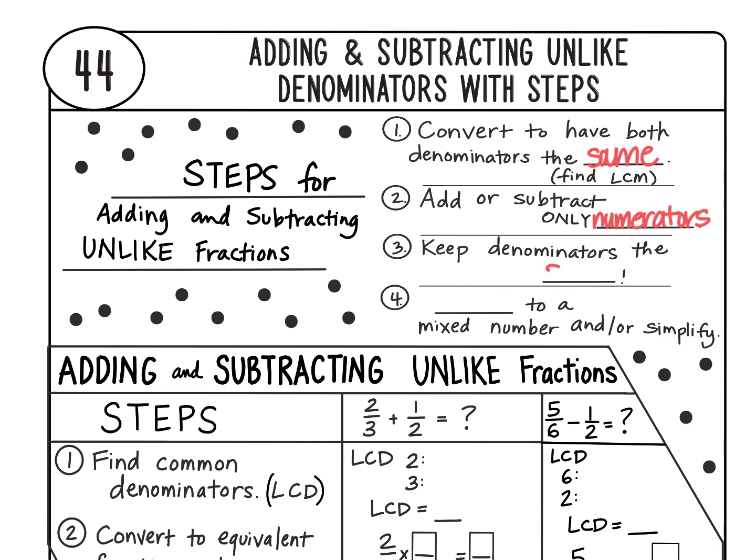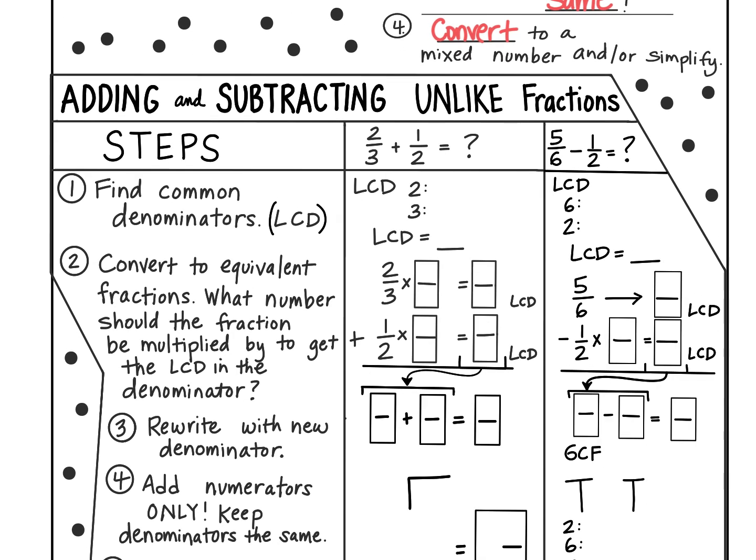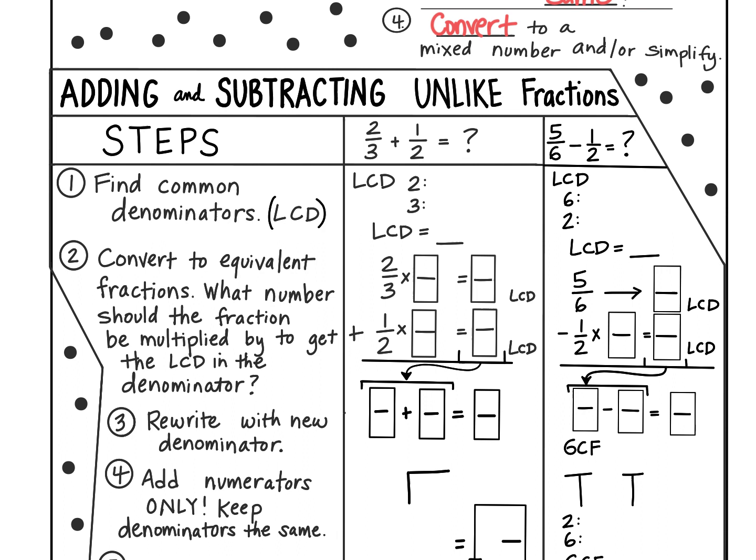Keep the denominators the same. The denominator will not change once you've already made them the same. The last step is to convert to a mixed number or simplify. So depending on what answer you get, you may need to change your improper fraction to a mixed number, or you may just need to simplify your answer. So let's look at a couple of examples following those steps.